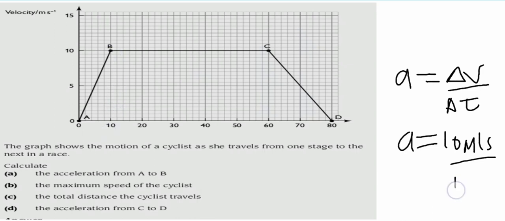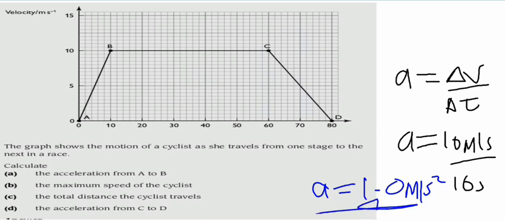So we say 10 seconds. When I divide 10 by 10, the acceleration is going to be equal to 1.0 meters per second squared. Acceleration is measured in meters per second squared. So that is our answer for question A.